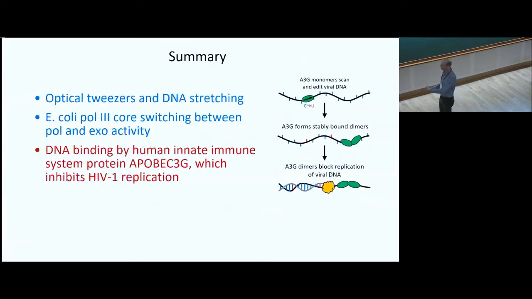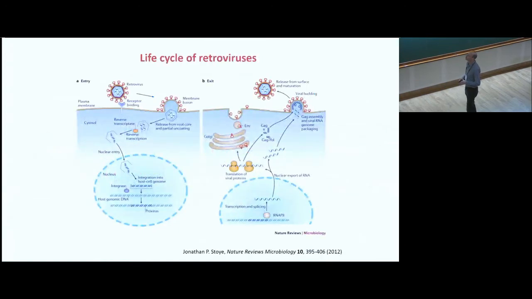Okay, so the next story that I wanted to talk about is really switching the biological systems. I'm not going to study the motor itself, but binding proteins, and we learn about the binding proteins and how they can regulate the motor activity. This is about human innate immune system proteins called APOBEC proteins. In order to understand this, we have to go back to the biological system, and this is about HIV replication.